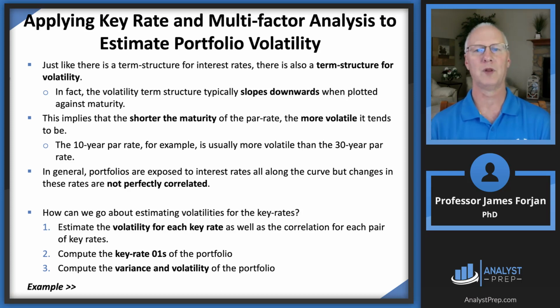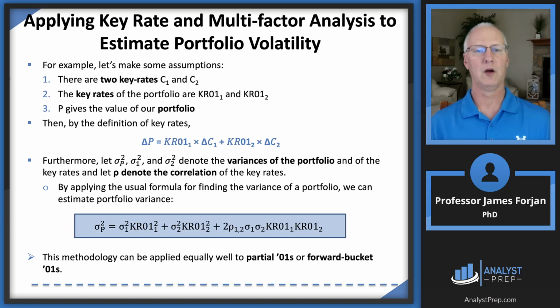How about portfolio volatility? So just like, of course, there's a term structure for interest rates, there's a term structure for volatility. Typically slopes downward. We know that short-term rates are more volatile than long-term rates. But the cool thing about this, and this helps understand what we're trying to do here with these non-parallel shifts in the yield curve, is that those shifts are not perfectly correlated. All right, so how do we estimate those volatilities? So estimate volatility at each key rate, then compute the key rate 01s, and then compute the variance of the portfolio, and you do it this way.